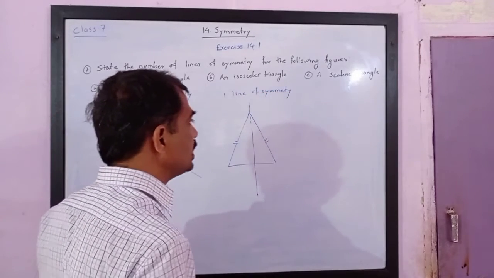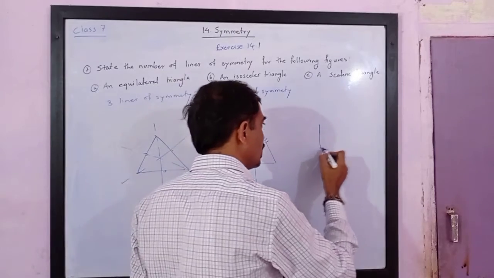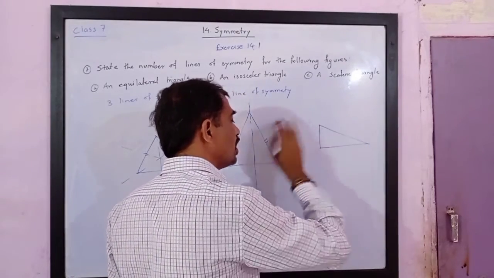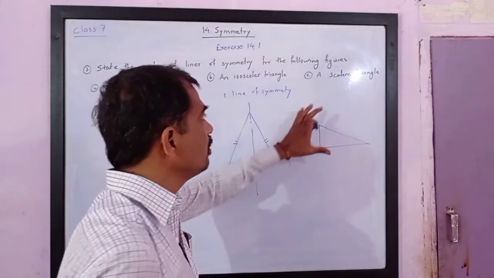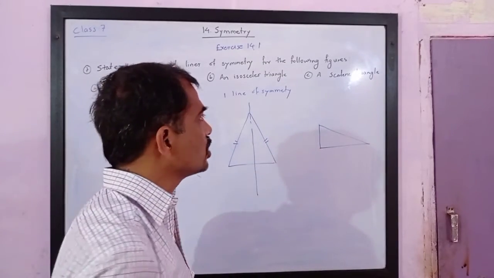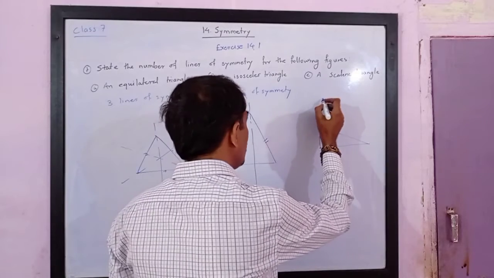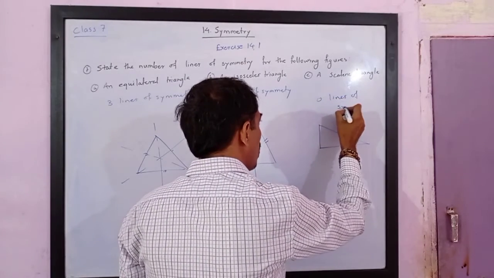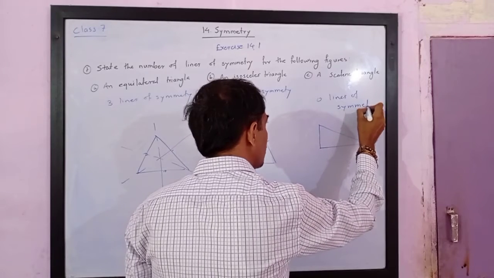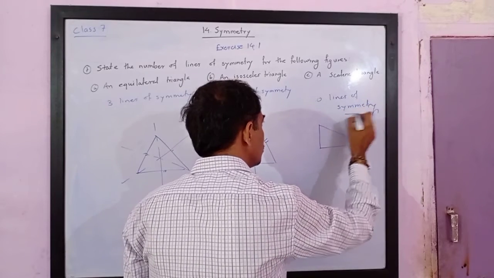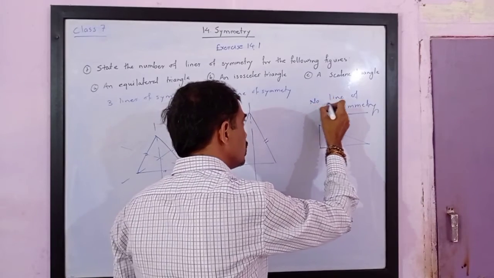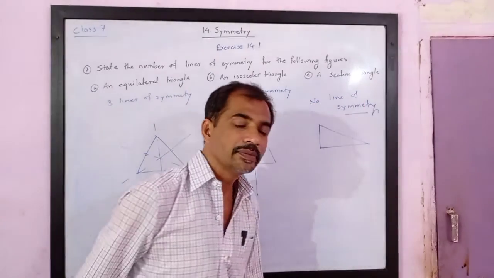And next is scalene triangle. A scalene triangle has all three sides different, and it is not possible for anybody to make two equal parts of the same scalene triangle. So it has zero lines of symmetry, or you can say no lines of symmetry.